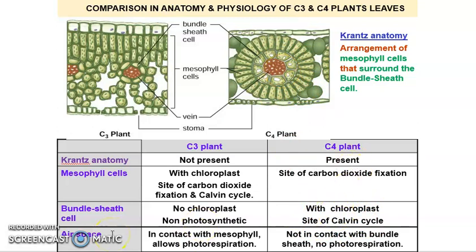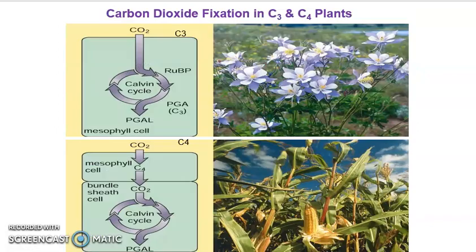Okay, and then for S-phase, for C3 plant, in contact with mesophyll allows photorespiration. Okay, so maksudnya photorespiration boleh berlaku di dalam C3 plant. Okay, but for C4 plant, not in contact with bundle sheath cell. Okay, so that's why there is no photorespiration. Okay. So, this is the difference between carbon dioxide fixation in C3 and also C4 plant.